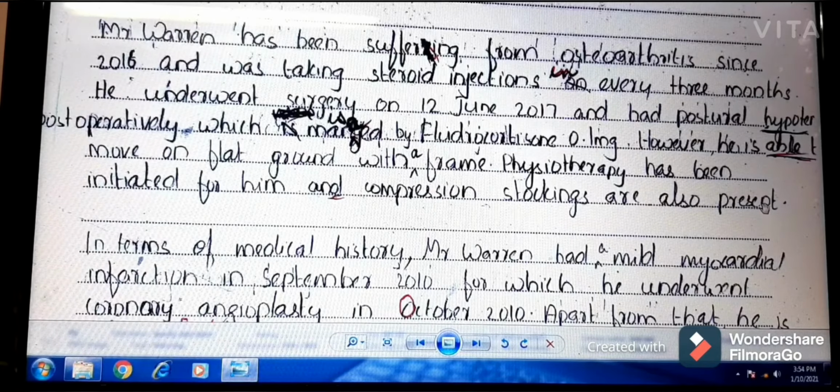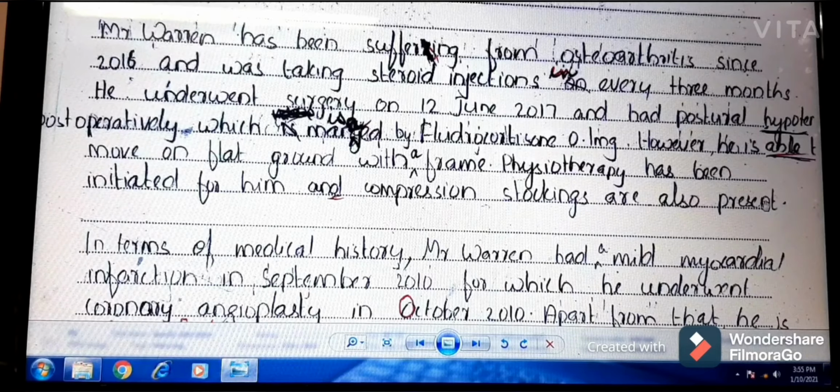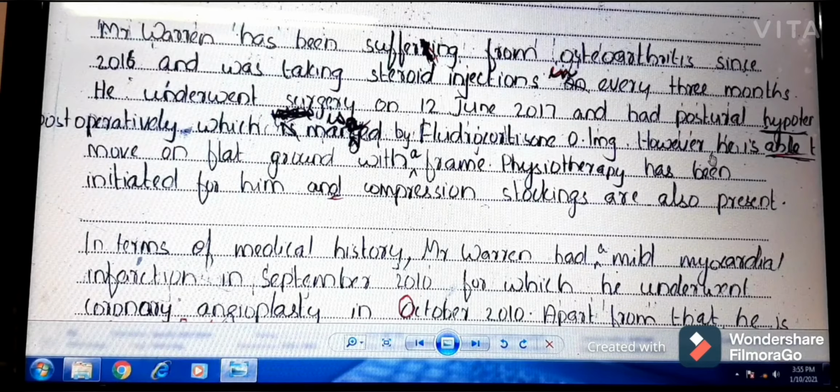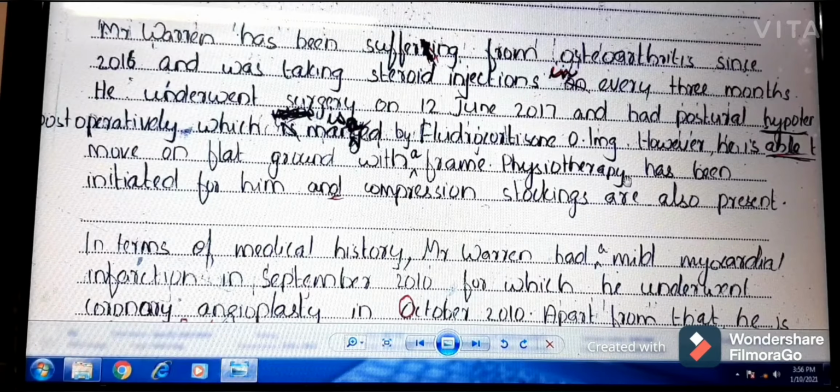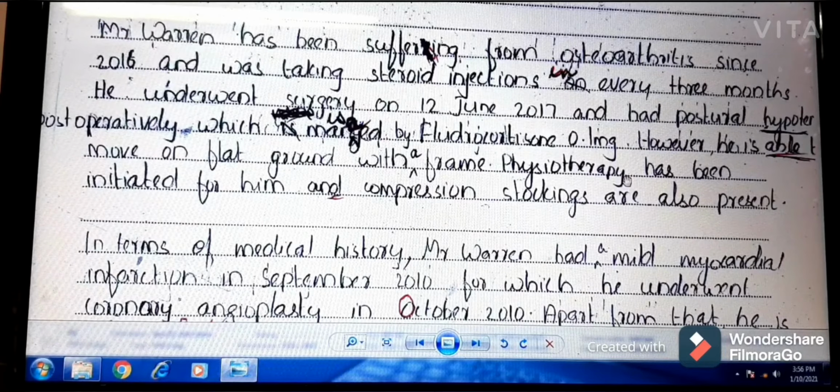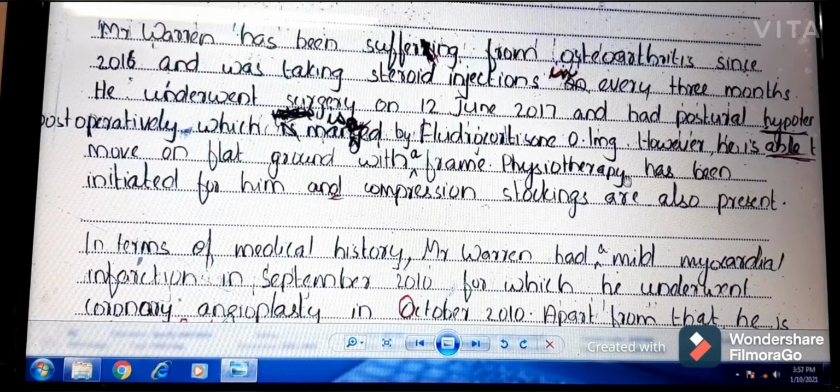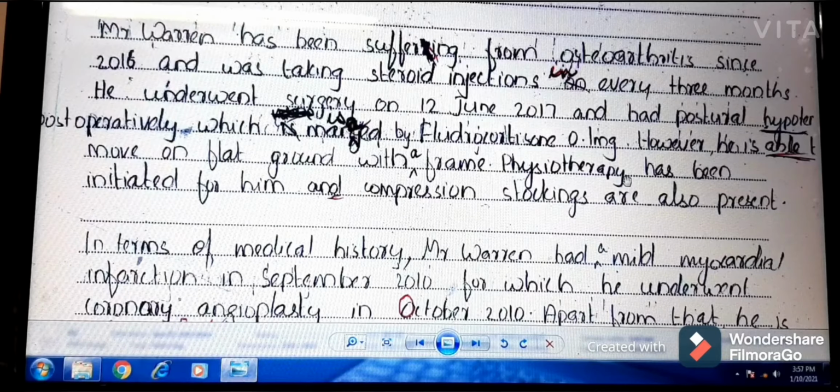Next sentence. However, he is able to move on flat ground with a frame. The use of however is good there. That's a linker. So such usages should be there in the letter. After saying one or more negative ideas, before saying a positive idea, however can be used. In the same way, after saying one or more positive ideas, before saying negative ideas, however can be used. However is a very good linker to use in OET letter writing.